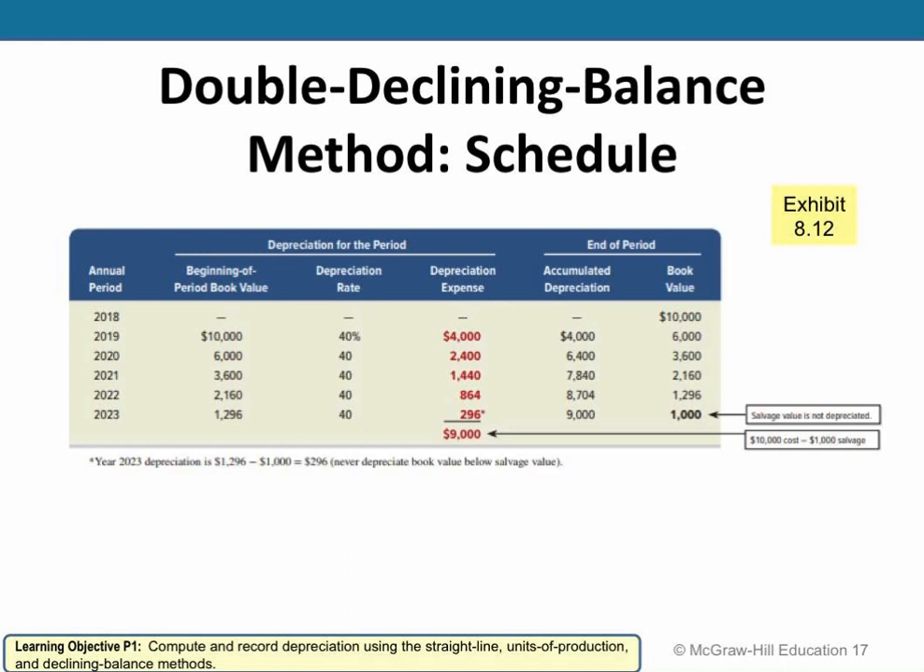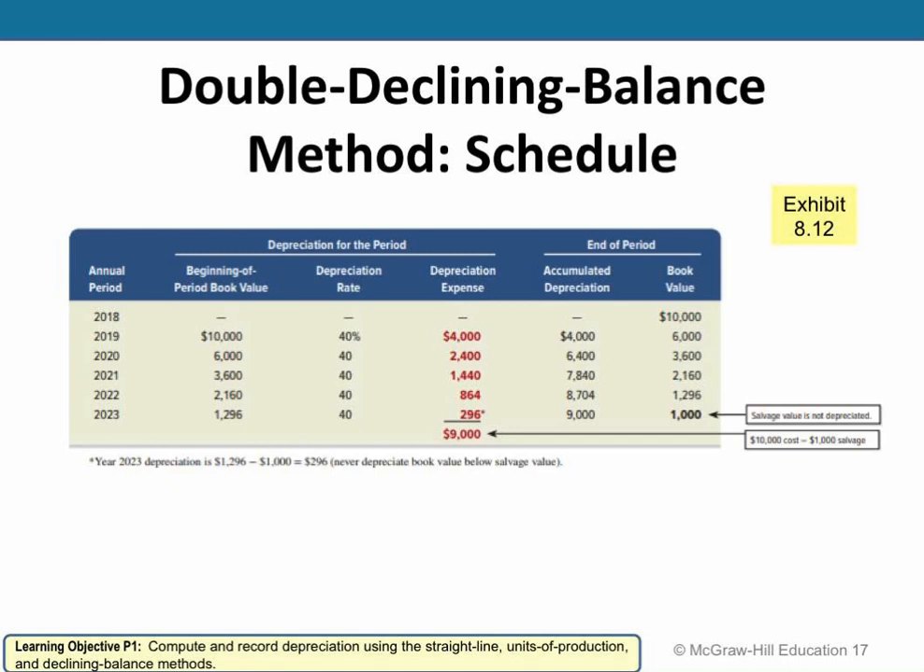So here we take our 10,000 times 40% to get 4,000. That would be the accumulated depreciation. So we've got a $6,000 net value at the end of 2019, at the end of year one. 6,000 is then going to become the base that we multiply 40% by in the following year. So in year two, we take 6,000 times 40% to get 2,400.